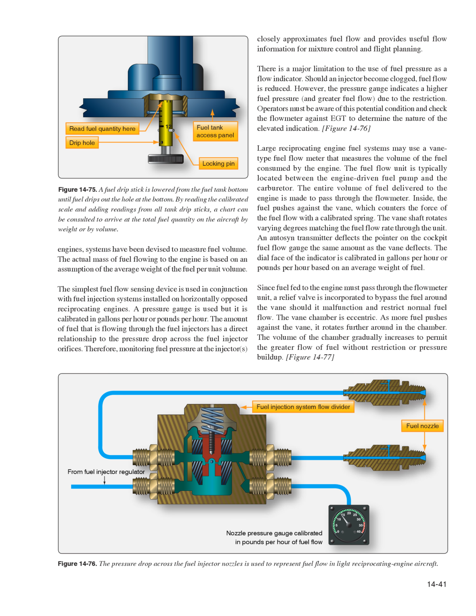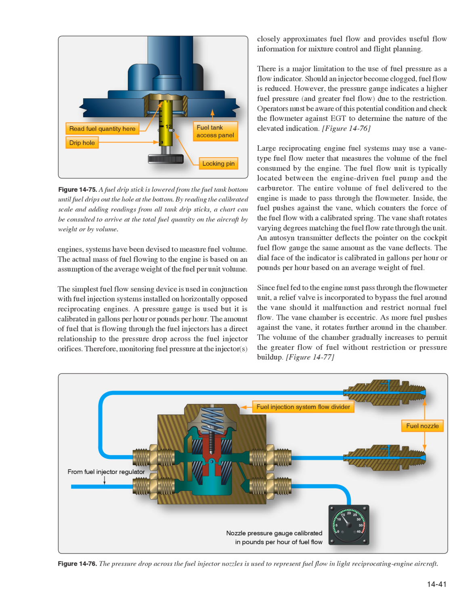horizontally opposed reciprocating engines. A pressure gauge is used, but it is calibrated in gallons per hour or pounds per hour. The amount of fuel that is flowing through the fuel injectors has a direct relationship to the pressure drop across the fuel injector orifices. Therefore, monitoring fuel pressure at the injectors closely approximates fuel flow and provides useful flow information for mixture control and flight planning. There is a major limitation to the use of fuel pressure as a flow indicator.